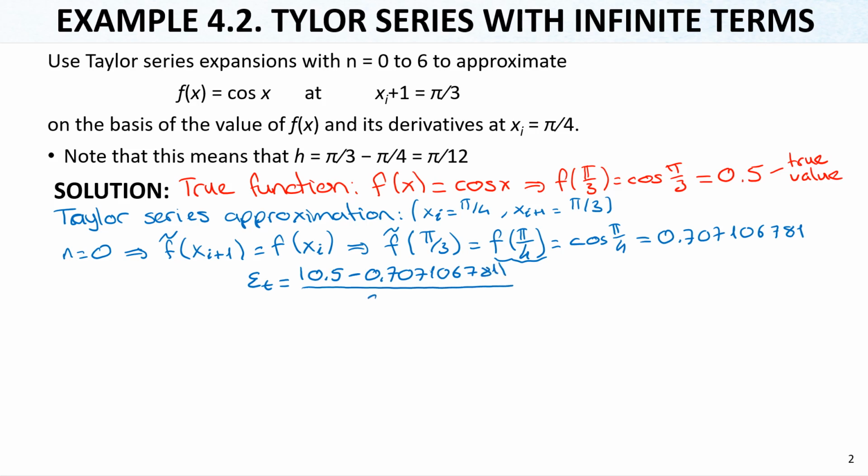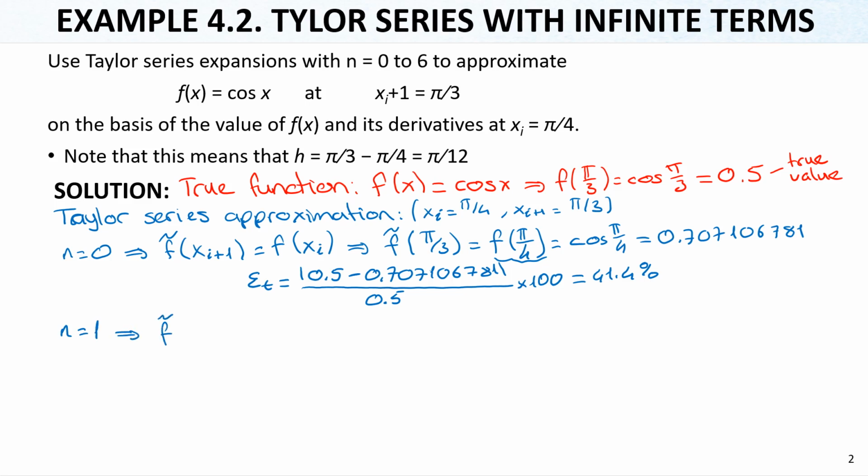And we divide this by the true value times 100%, and it gives us 41.4% error. You can see that there is a large error, so we need to increase the number of terms. So this is the truncation error actually, or because of the truncation we have this error. So that's why let's add some terms.